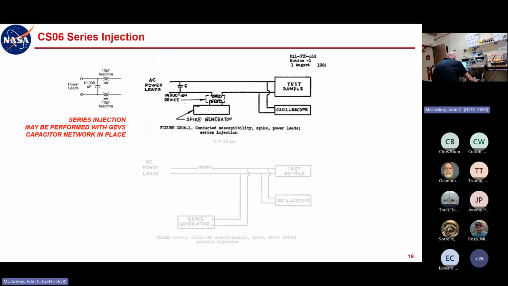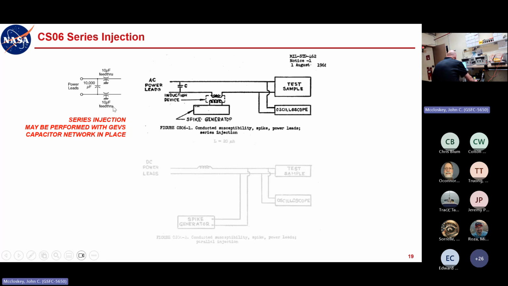So just the series method by comparison. I mean, the hardware setup is pretty much the same as CS101. It's just a different signal source, right? It's a spike generator instead of a sinusoid. But here they're just showing this notional capacitance. For the GEV setup, we have the GEV's capacitor network that we use. You can just leave that in place. You don't have to mess with it.